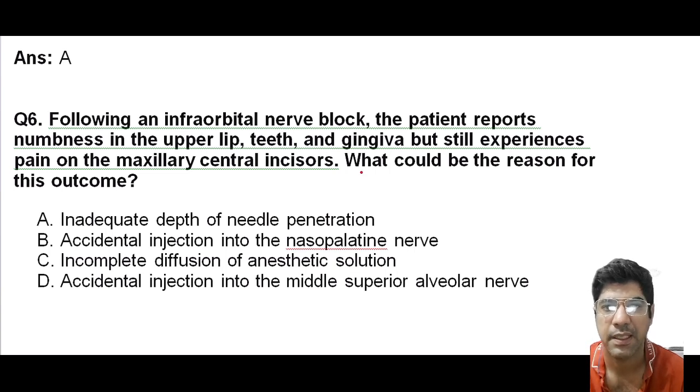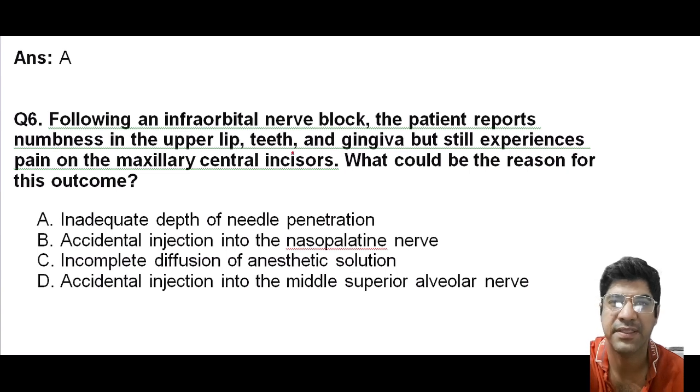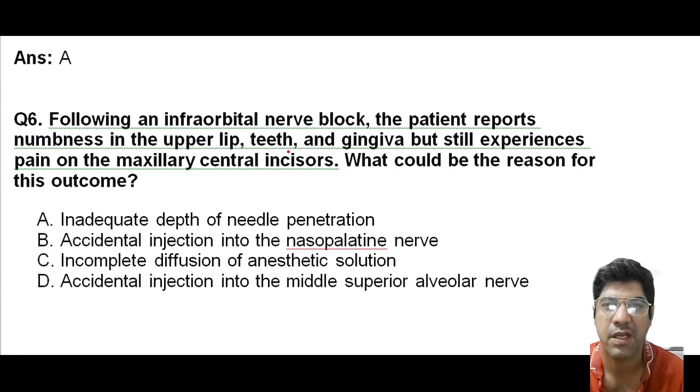upper lip. That is the area supplied by the infraorbital nerve. So the accidental injection into the middle superior alveolar nerve is related with the numbness in the upper lip, teeth, and gingiva, with pain on the maxillary central incisors after an infraorbital nerve block. It suggests accidentally injecting the solution into the middle superior alveolar nerve. The middle superior alveolar nerve innervates the maxillary central incisors, and its incomplete anesthesia can lead to this.